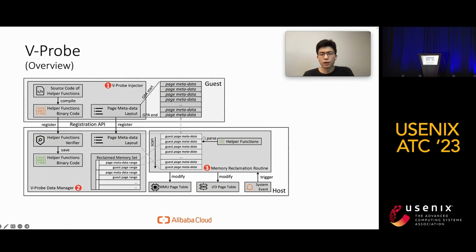This figure shows the overview architecture of vProbe. It contains 3 parts: the vProbe injector, the vProbe data manager, and the memory reclamation routine. The vProbe injector is a guest module. It only runs once after the guest finishes starting up. During the execution, it accomplishes 2 tasks: page metadata layout registration and helper function registration.